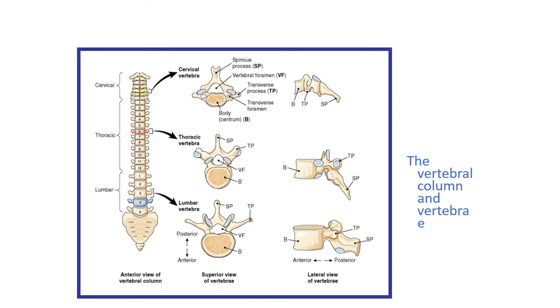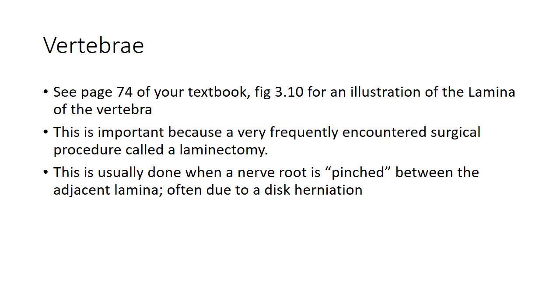The one thing that is not illustrated in this diagram is a part of the vertebra called the lamina. If there's a disc herniation, the nerve root that comes out of the spinal cord itself can be caught between the herniated disc and the lamina itself. In order to alleviate this, any kind of pinching or pain that the patient may have, a surgical procedure called a laminectomy may be done.